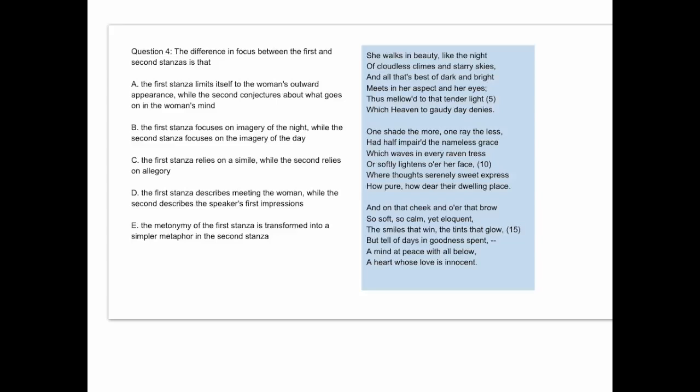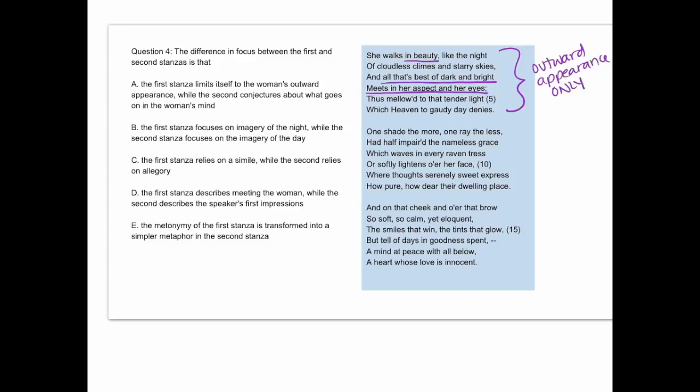Our first answer is A. The first stanza limits itself to the woman's outward appearance, while the second conjectures about what goes on in the woman's mind. So here in the first stanza, we get that she's beautiful, that all that's best of dark and light meet in her aspect, which is her appearance, and her eyes. So the first stanza does limit itself to her outward appearance.